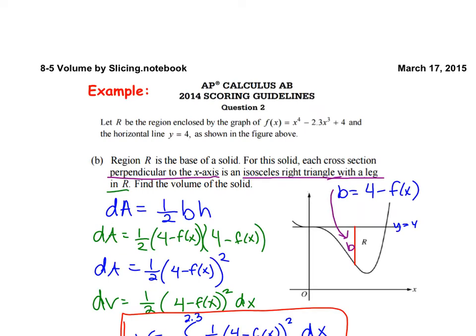Alrighty, so let's look at this one. Let R be the region enclosed by this graph and the horizontal line y equals 4, and so on. Region R is the base of a solid. For this solid, each cross-section perpendicular to the x-axis is an isosceles right triangle with a leg in R. Find the one with the figure. Okay.